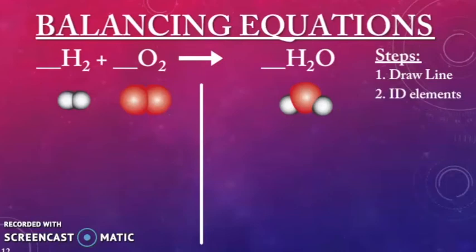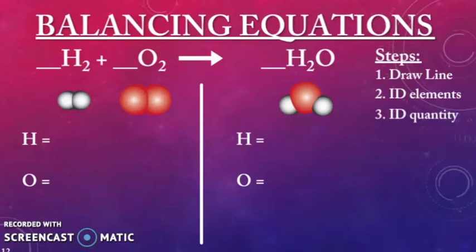So the next thing we do is identify the elements. I have H and O, H for hydrogen, O for oxygen, and we're going to put them in the same order on the product side. Then I have to identify the quantity. So how many hydrogens and how many oxygens do I have initially? So we have 2 and 2. Where do those 2's come from? Well, the 2 comes from here, from that 2, and for the oxygen, we also have that 2. Now, that's the reactant side. Let's do the same thing on the product side.